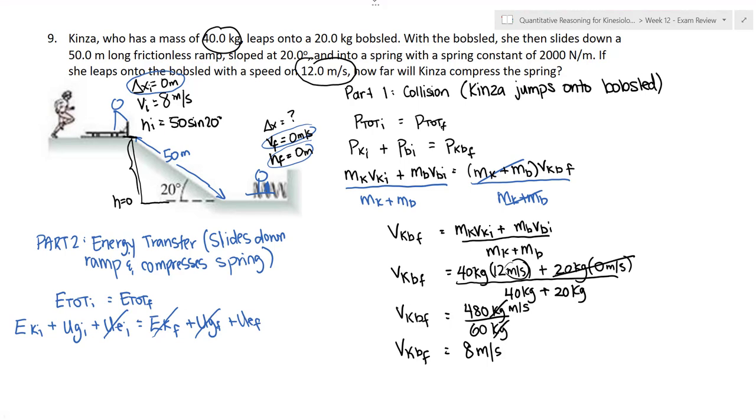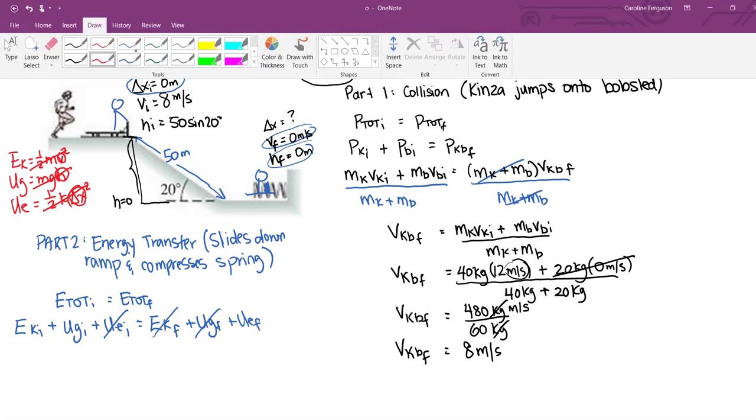Now, if you need an explanation for why they're 0, let's just write out the formula. So EK equals 1/2 mv squared, UG equals mgh, and UE equals 1/2 k delta x squared. So if delta x is 0, then this whole thing becomes 0. If h is 0, then this whole thing becomes 0. And if v is 0, then this whole thing is 0. So that's how we know if v is 0, EK is 0. If h is 0, UG is 0. And if delta x is 0, then UE is 0.